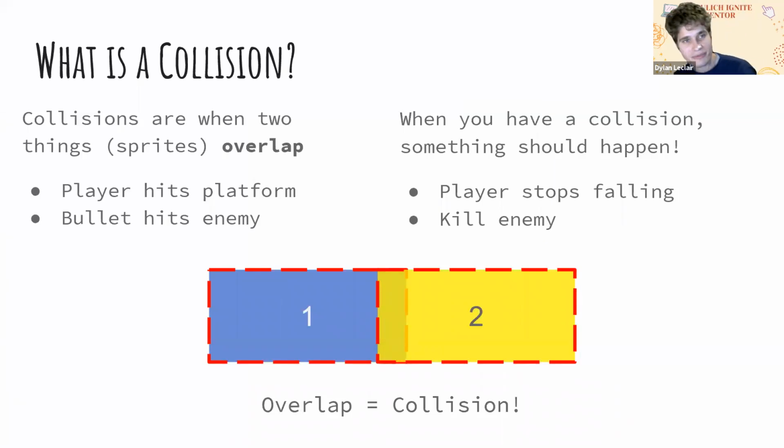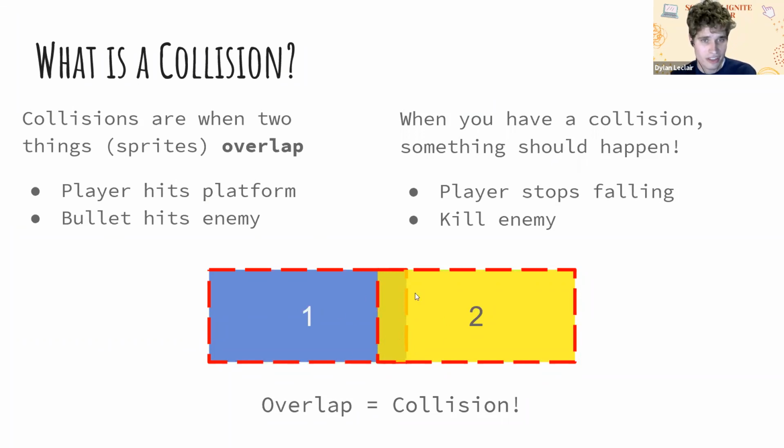Okay, so first let's talk about what a collision actually is. You may have noticed that if you had a game like mine, your player just kind of flies through the platform, right? So collisions help us stop this. Collisions are when two things, in our case sprites, that's what we're interested in, overlap with one another.